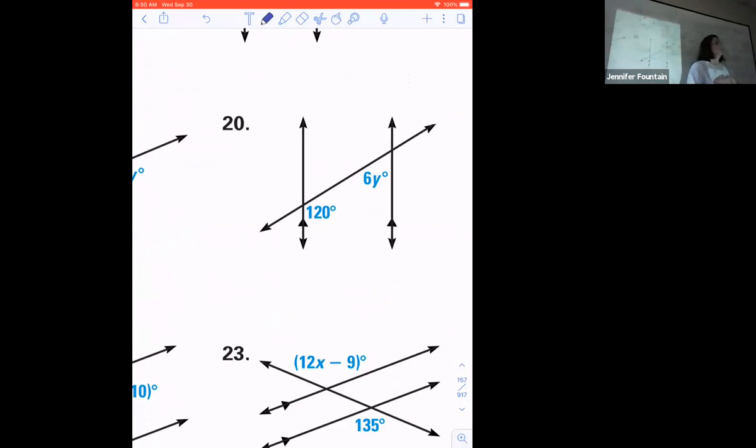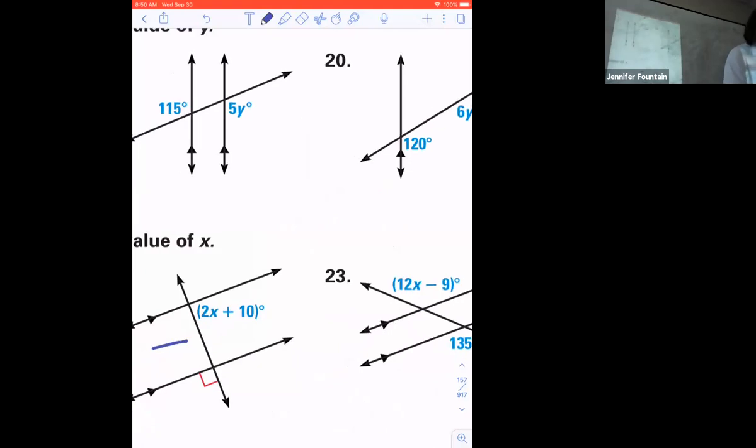Consecutive interior angles. Consecutive interior, so I know that if I add them together, they equal 180. So I have 6y plus 120 equals 180. Okay, so I'm going to subtract 120 and I'm left with 60 degrees. And so 6y equals 60, divide both sides by 6. So y is equal to 10 degrees.